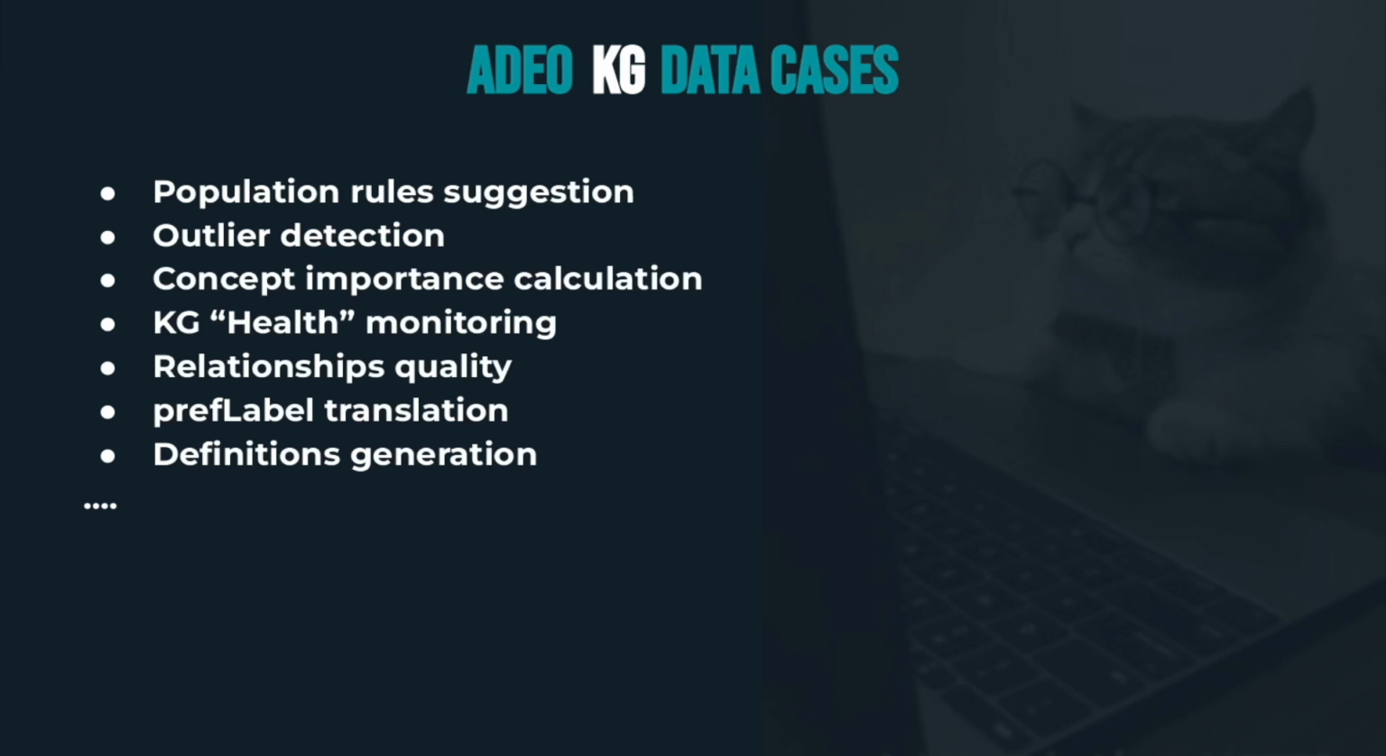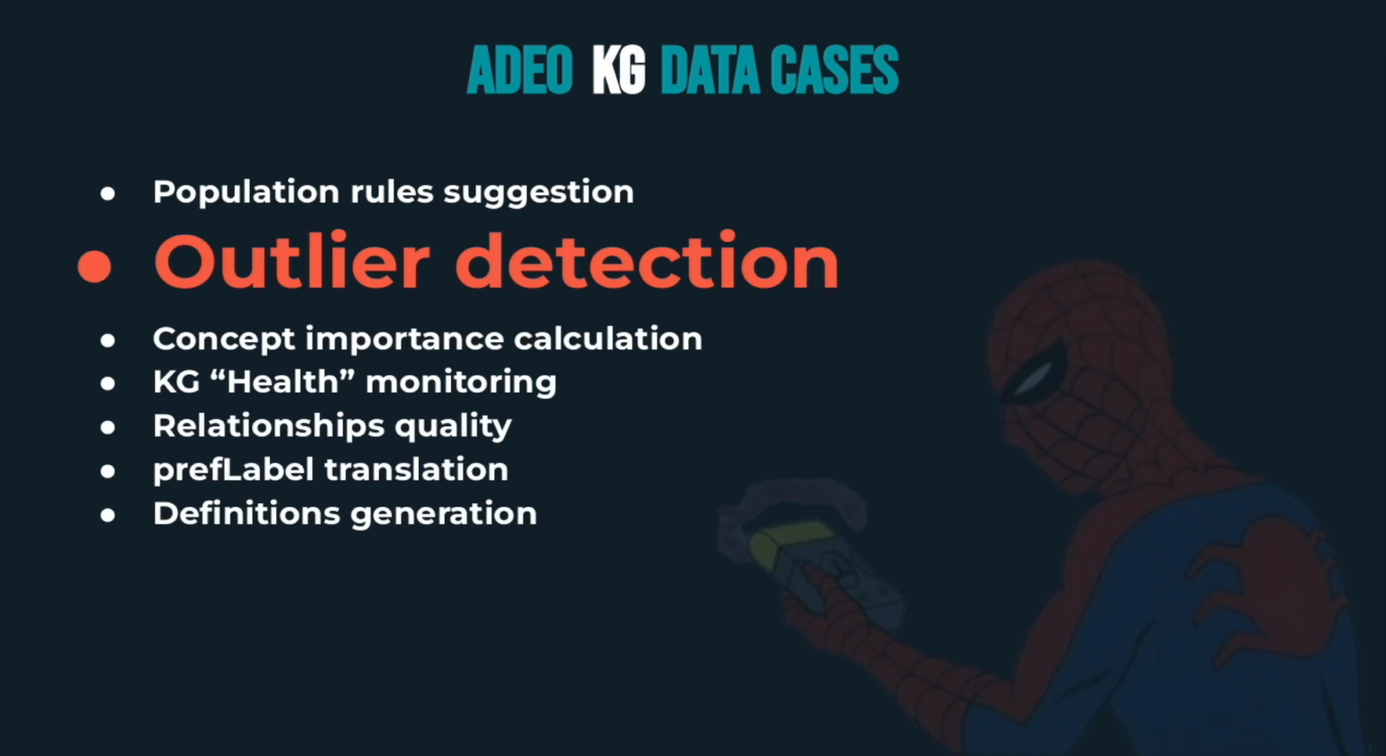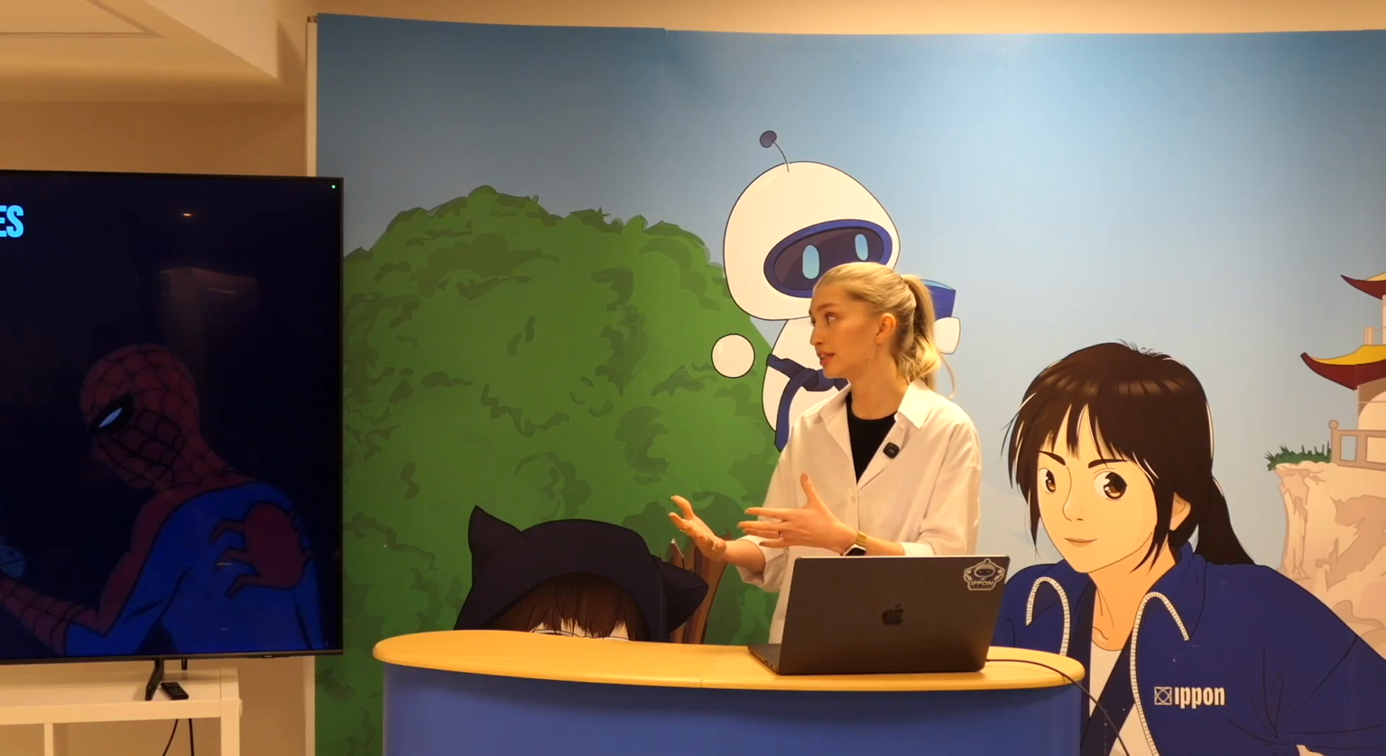But we did and are doing several streams on the data part in the knowledge graph. For example, population rule suggestions, importance calculation, relationship quality, definition generation, and others. But today I will focus on the outlier detection case, which is in prod.